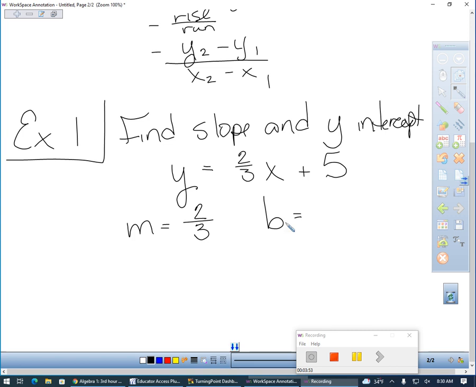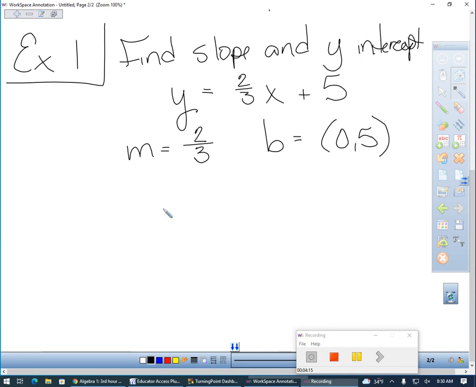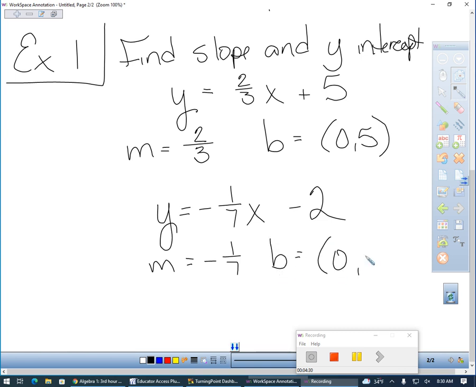The only difference I'm going to ask you to do this year is it is a point where it crosses the y-axis, so we have to write it as a point. So when we write our b, we're going to write it as 0, 5. Yep. How about this one? What if I said y equals negative 1/7 x minus 2? What's my m? Negative 1/7. And what's my b? 0, negative 2. Okay? Have to write it as a point.